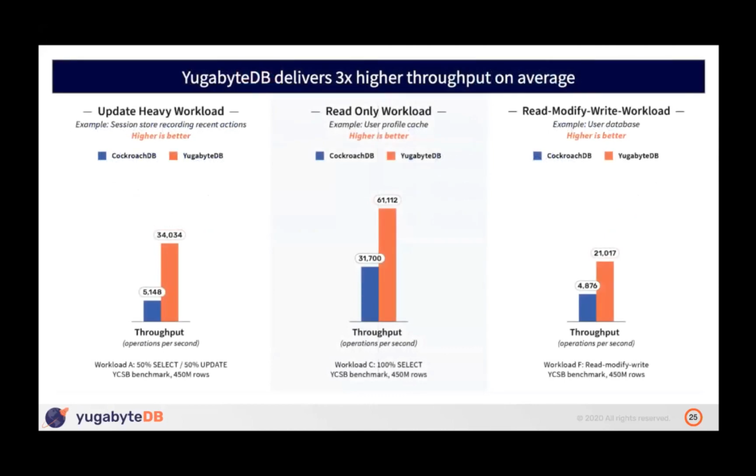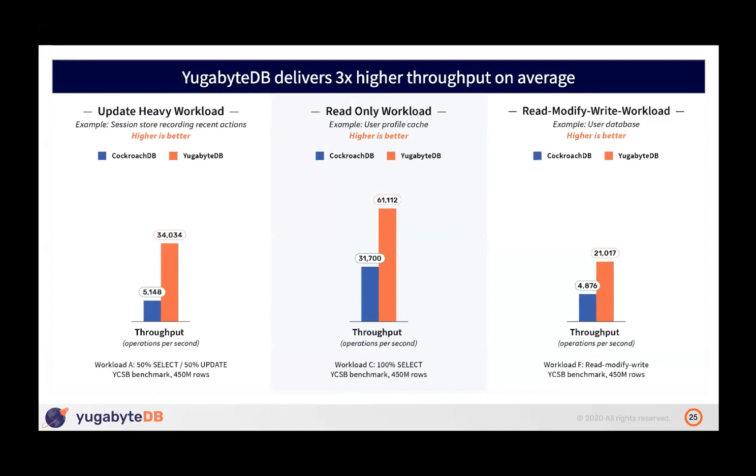Okay, so here are 3 of the workloads where we're putting out the YCSB result using the standard JDBC benchmark at 450 million rows. If you look at the update heavy workload, and these are all throughput numbers. We just picked 3 workloads. Workload A is an update heavy workload, so it does 50% selects and 50% updates on the 450 million rows. You see that Yugabyte is able to do 34,000 ops per second, while Cockroach is able to do 5,000.